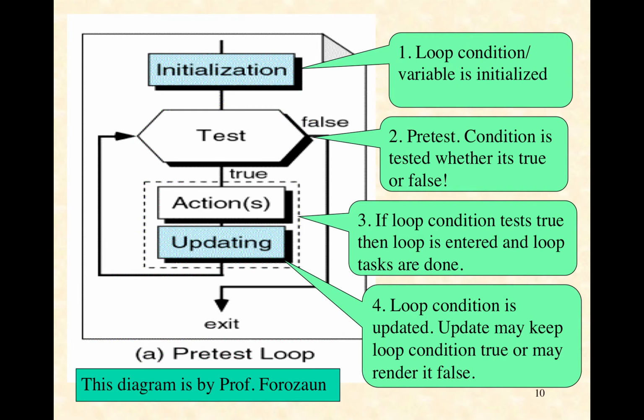Okay, so 4 parts to the loop. This is very important when you design the loop: that the loop condition is initialized, the test is put into place, loop tasks are coded, and the update of the loop condition is done. Generally, as I mentioned, these 3 are not a problem. People forget to do this one, and that causes infinite loops.